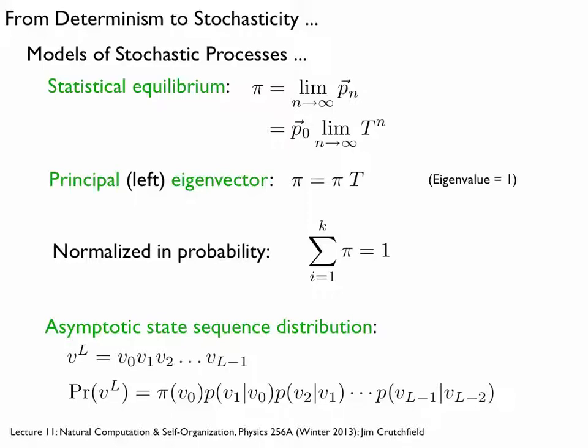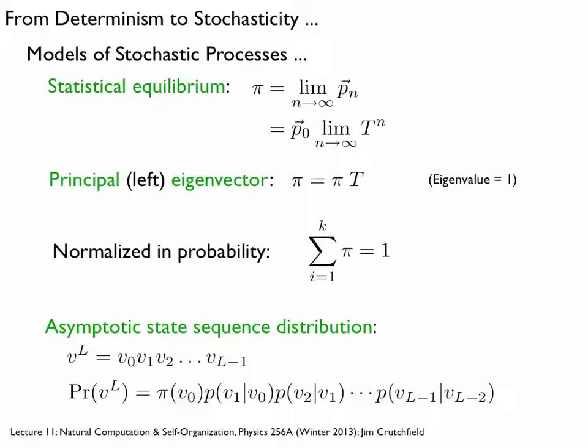This eigenvalue equation doesn't specify the asymptotic state probabilities completely, but we assume normalization. So it's an additional condition on a family of distributions that can satisfy this. We pick the one that is normalized.